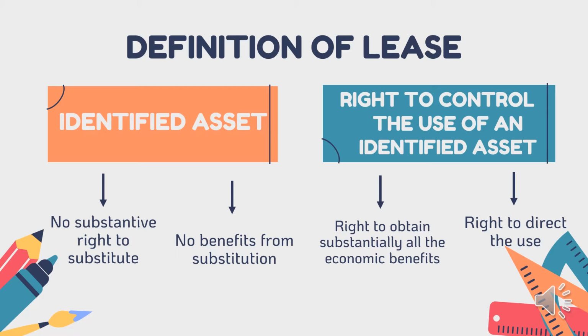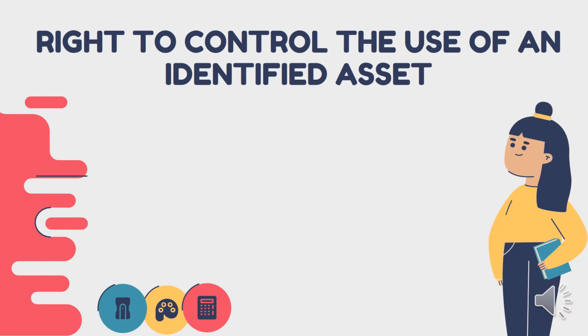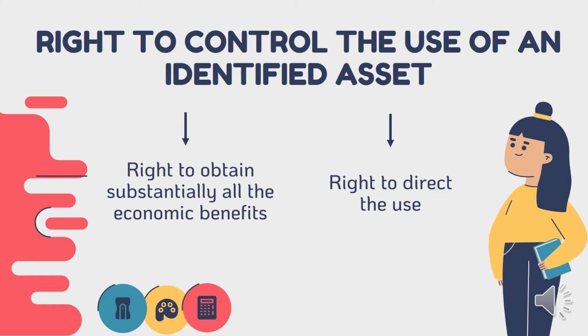So, let's elaborate on the right to control the use of an identified asset. When we say right to obtain substantially all the economic benefits, the customer can obtain substantially all the economic benefits from the use of the asset by having exclusive use of the asset throughout the period of use. Meaning to say, kung gaano katagal niya rentahan yun, kung ano man yung kikitain dun sa asset na yun, yung economic benefits, dapat may right dun si lessee.